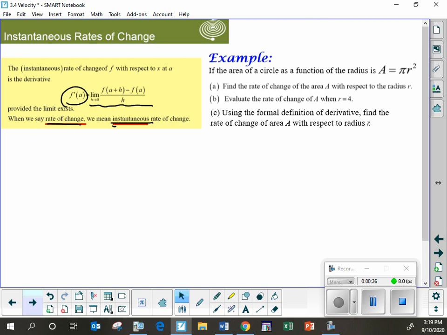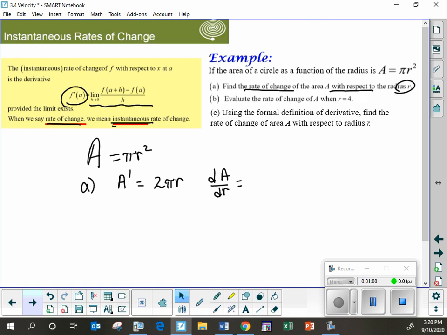If the area of a circle as a function of radius is written as A equals pi r squared, Part A says to evaluate or find the rate of change of area with respect to radius. So I'm going to interpret this as being the instantaneous rate of change. So I'm going to say A prime is equal to 2 pi r. And it said with respect to r. So I could have written this as dA/dr equals, and then I could have 2 pi r. So the derivative of area is circumference.